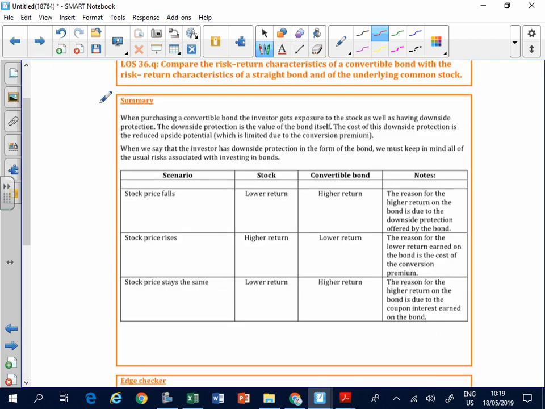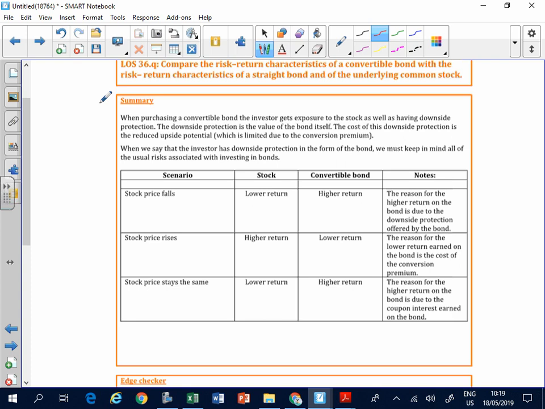Okay, so on your question, the reasons for actually issuing this, you can see different scenarios. What happens to the stock price? When the stock price falls, obviously for stock you get a lower return. Why do you get a high return on a convertible bond? Think about the payoff. You're always either in the bond or stock. If the stock price is falling, you're going to be in the bond. The bond pays coupons, so the return will be higher.